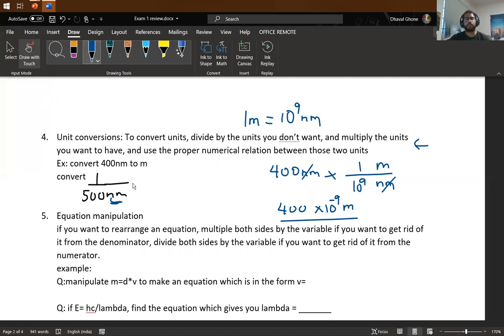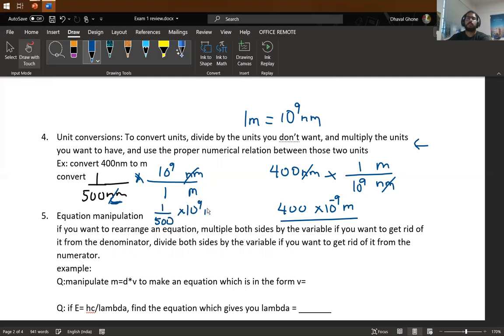Okay, I'm going to go ahead and solve this now. To convert this, I'm again going to multiply by something. In this case, I don't want nanometers, but now it's in the bottom, so I'm going to put it on the top so they cancel off, and then I want meters in the bottom, so I keep meters here. To make this ratio 1, I'm going to use the same conversion factor: 1 meter equals 10 to the power 9 nanometers. My nanometers cancel off, and so what I'm left with is 1 over 500 times 10 to the power 9 meters.